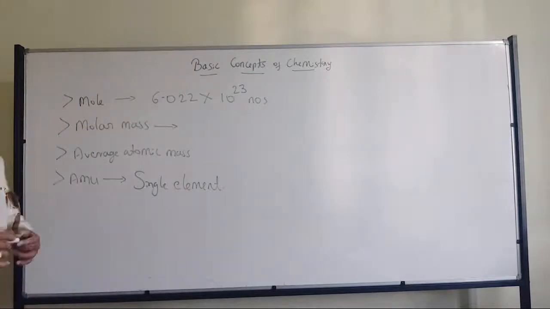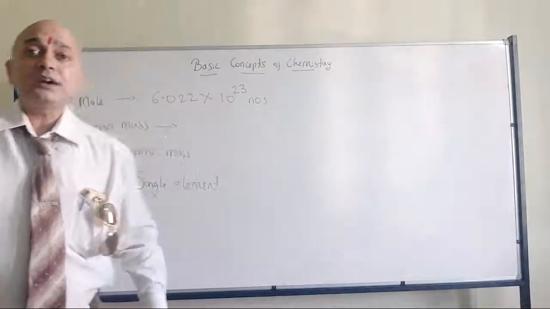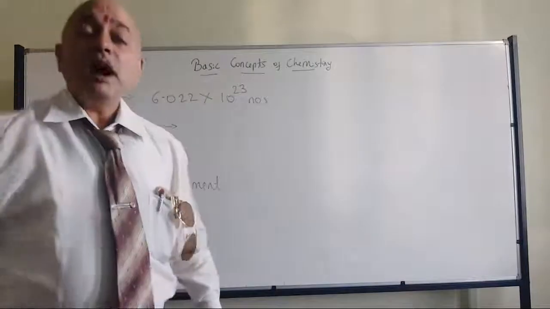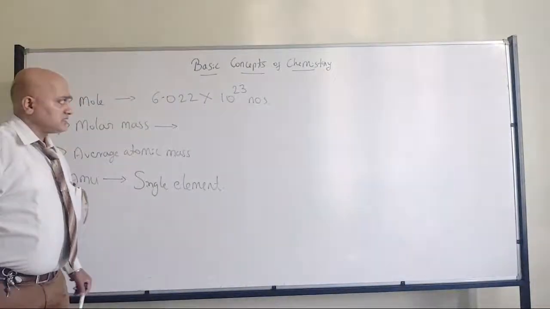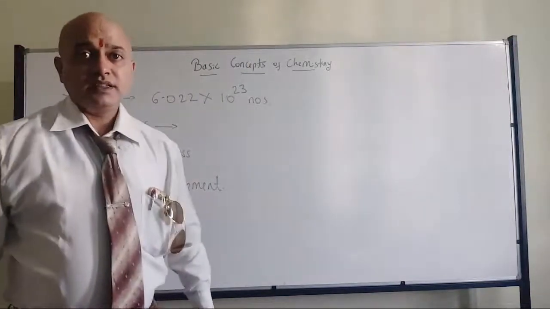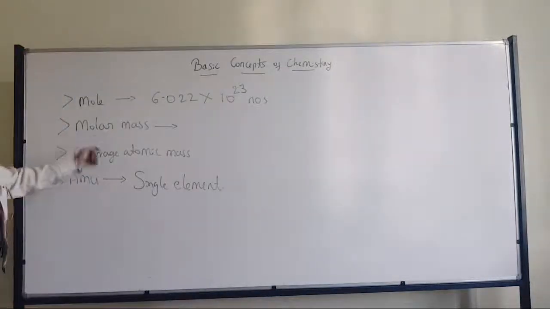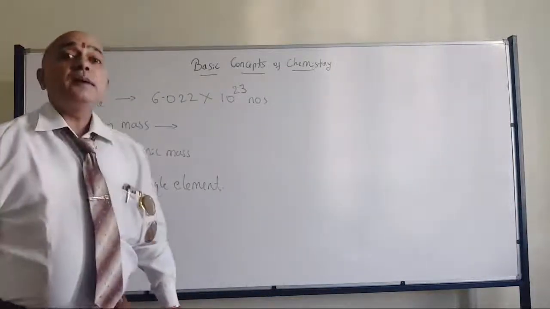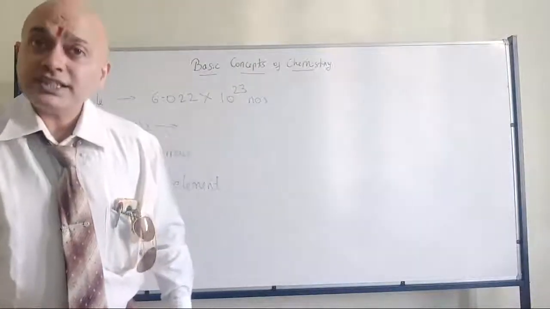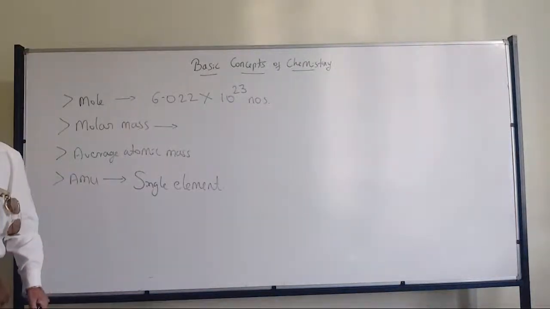Now when I am talking about the molar mass, it will be expressed in terms of grams. So molar mass is nothing but the mass of 1 mole of substance, which will be expressed in terms of grams. Got my point, all of you? So when I am talking about molar mass, it is the mass of 1 mole of substance, which will be expressed in terms of grams. That's where we have the molar mass.